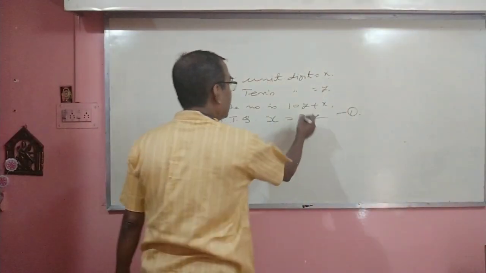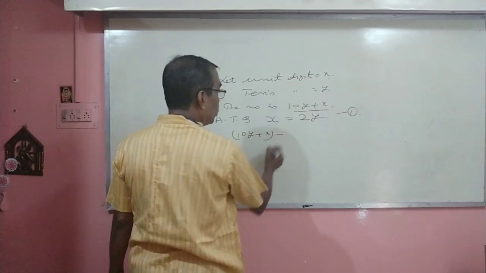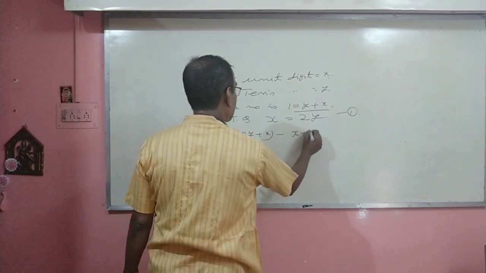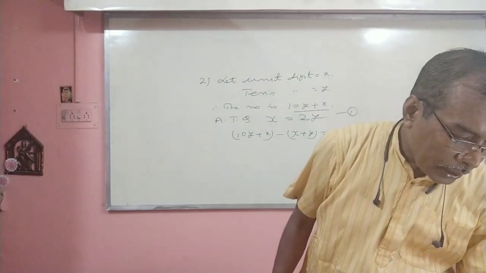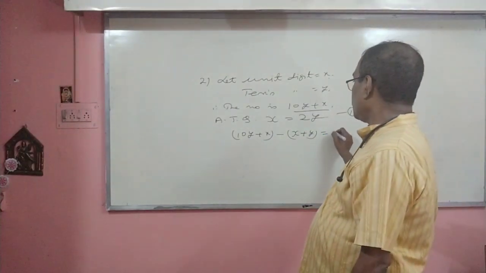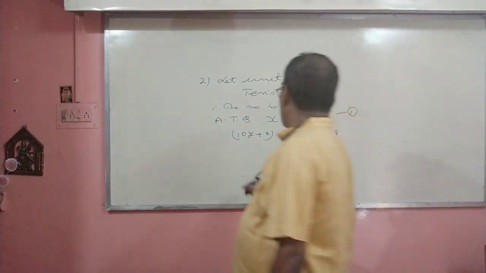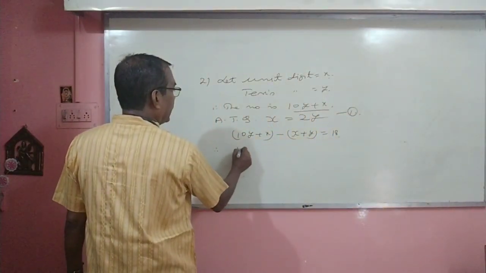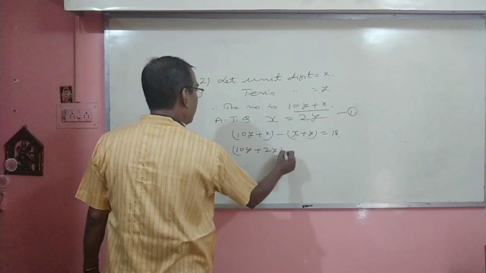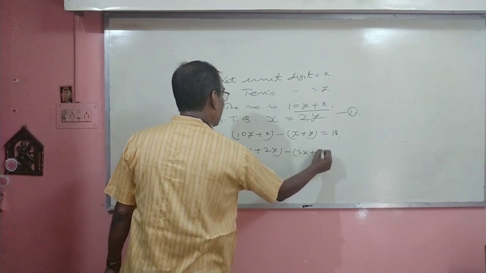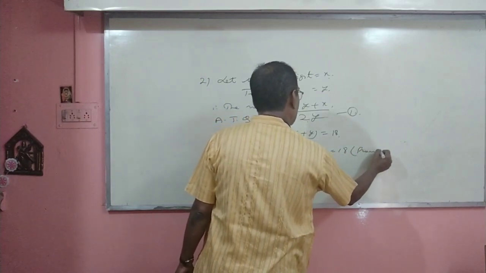What is the number? 10y plus x. This number exceeds the sum of the digits by how much? It is given 18. So from these two equations, you have to find the values of x and y. Let us proceed. Therefore, 10y plus x minus (x plus y) is equal to 18. Write here the reason from equation 1.